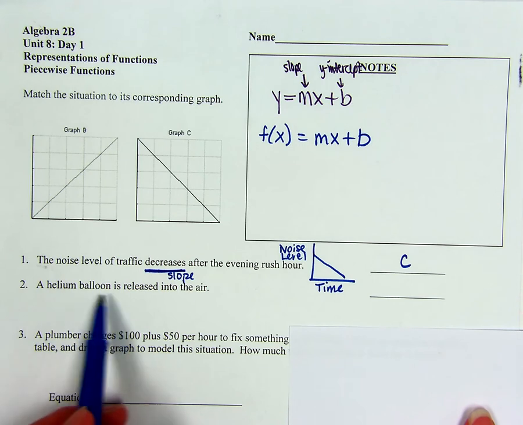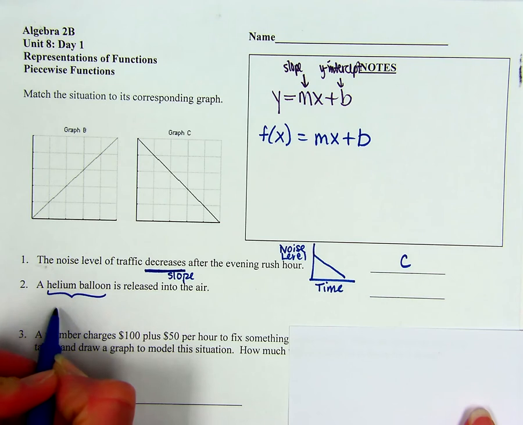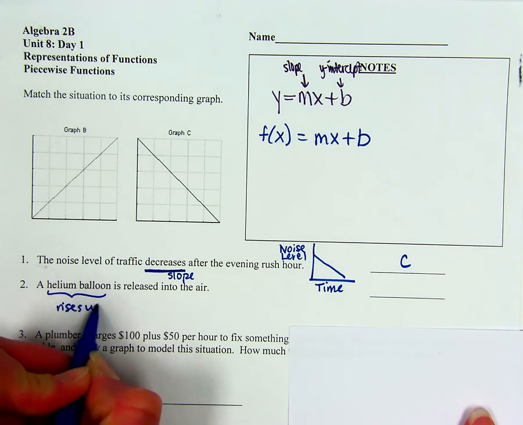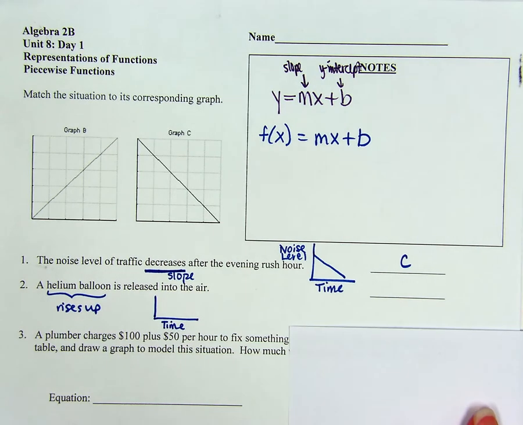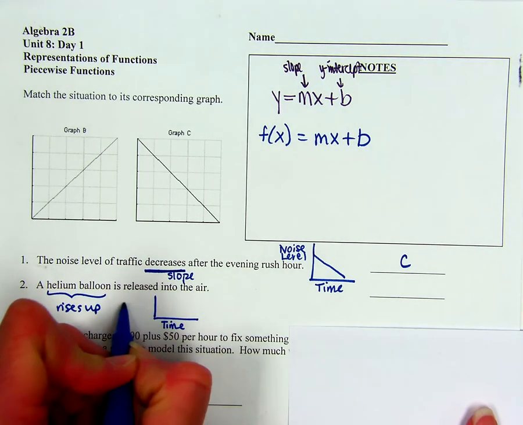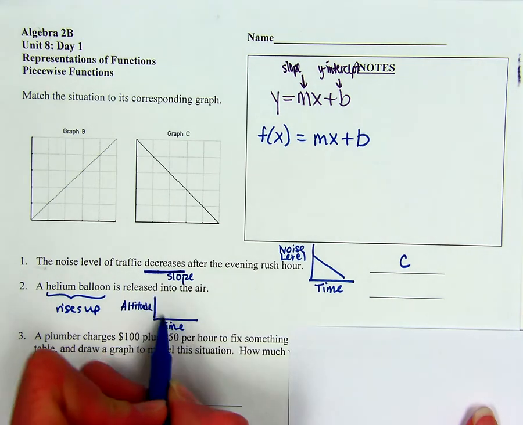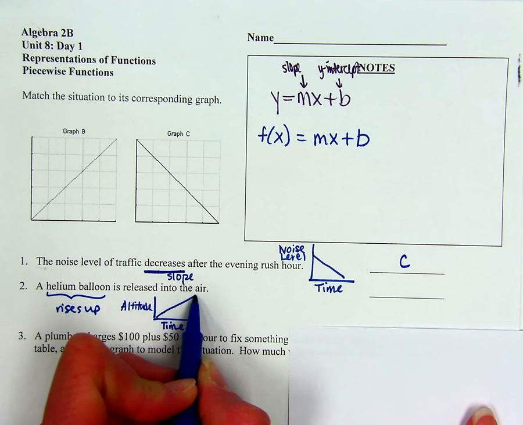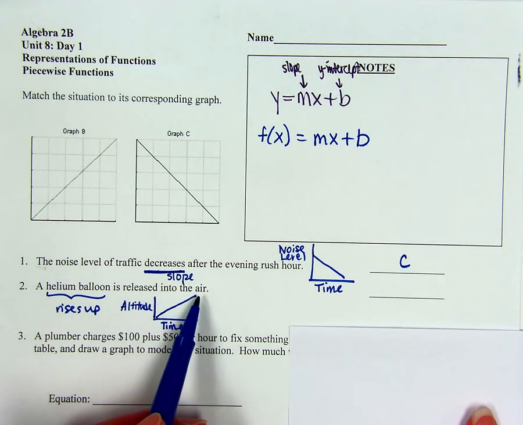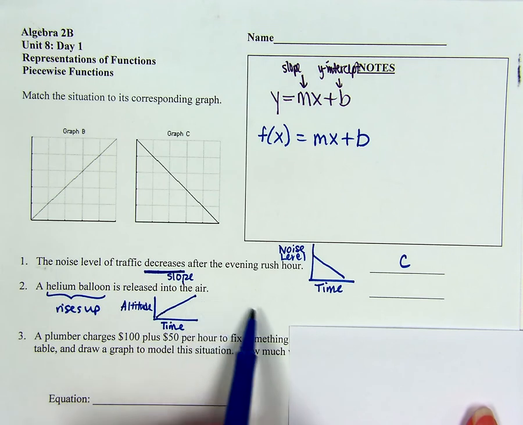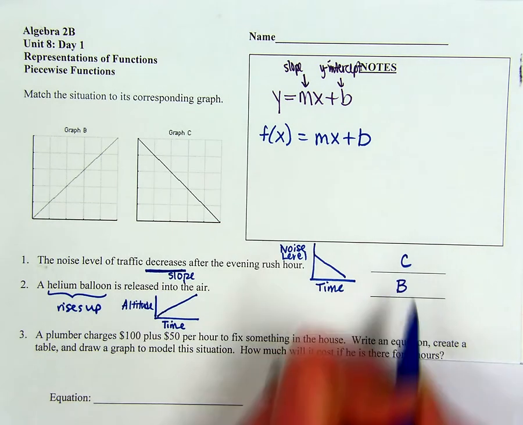All right, this one is saying the helium balloon is released into the air. So if you think about a helium balloon, what happens? Well, it rises up, or it floats. So if you were to graph it, if you consider your x-axis to be time, what's happening? Like our altitude or our height of the balloon is increasing over time. Eventually, if we let time go on, this helium balloon is going to just stay at a certain level and then go back down. But for now, we're saying that it's going upwards. So that would be graph B.